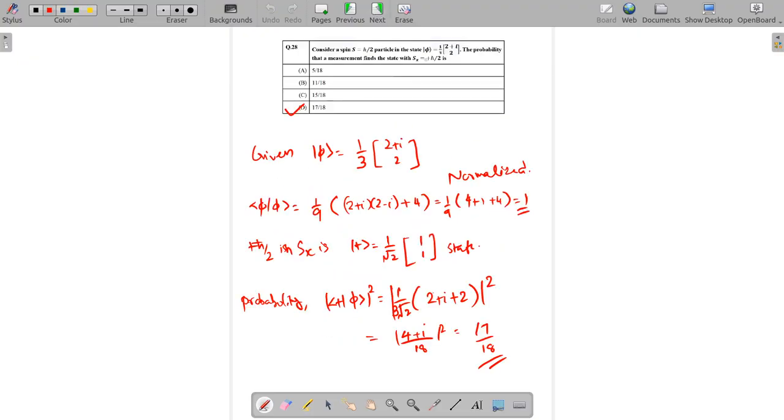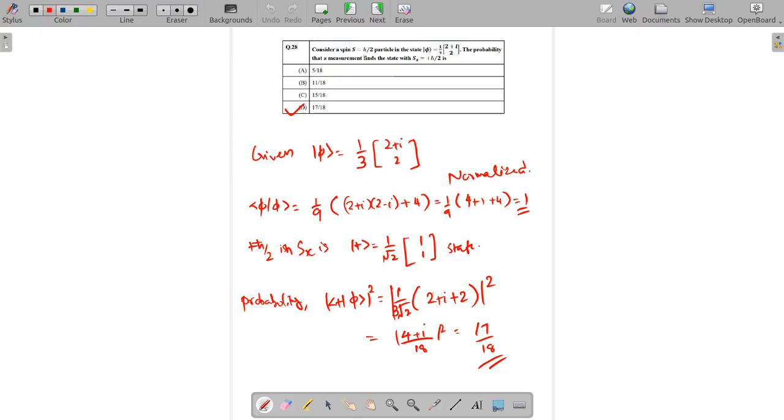Next one. This is a problem from quantum mechanics. You need some advanced knowledge, and if you have that, you can answer this very easily.